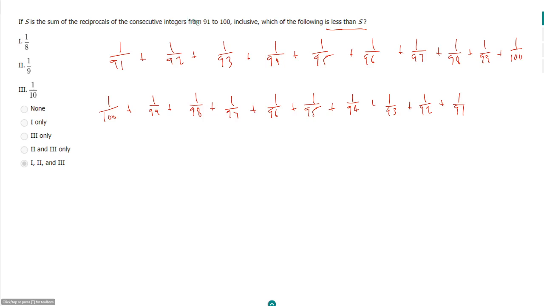If we had 91 plus 92 plus 93 plus 94 all the way through 100, that would be a consecutive set, because we would be going up by 1 each time. Here, we do not have a consecutive set, because these intervals, while they are all very close to each other, are not all the same. So how are we going to find the sum? We're going to have to find a way to estimate what this sum is.